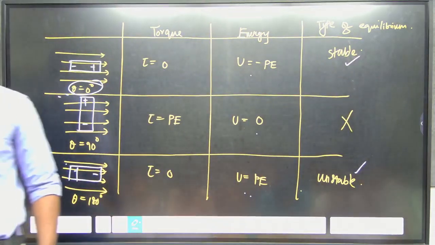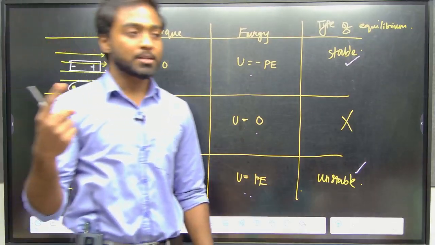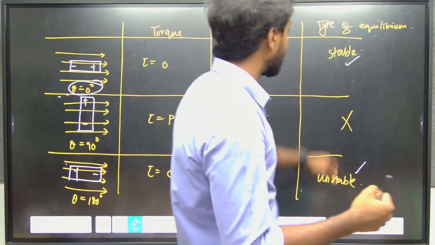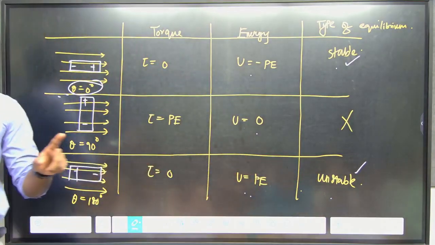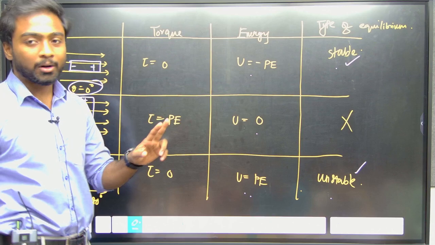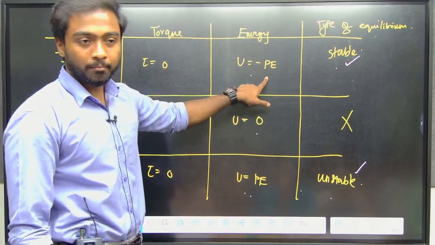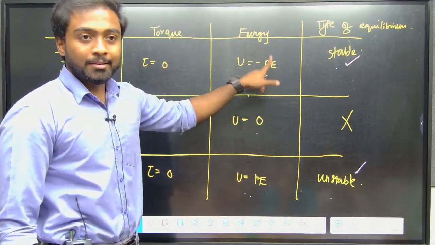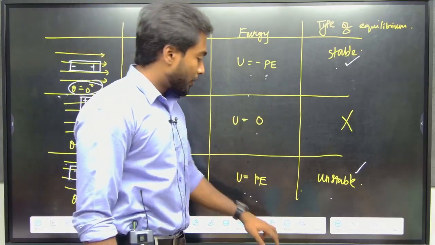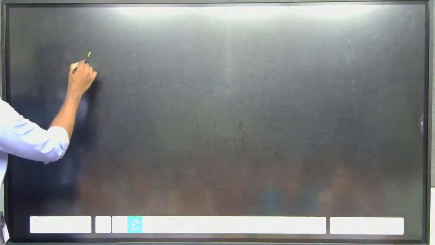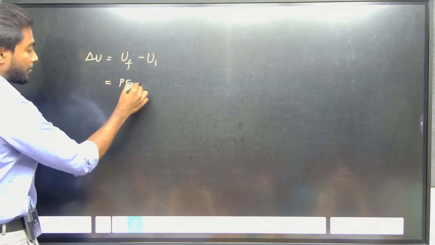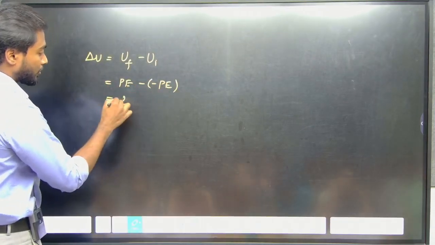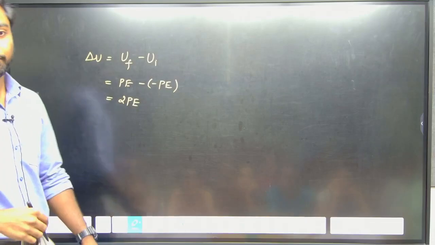In this question, if you have noticed, they have not mentioned the angle, only what is stable and what is unstable, and they are asking about the change in potential energy. Initially, what is the potential energy? It is minus PE. Then it has changed to PE. So what will be the change here? Change in potential energy is U final minus U initial. So PE minus of minus PE is 2 times PE. That's my answer.